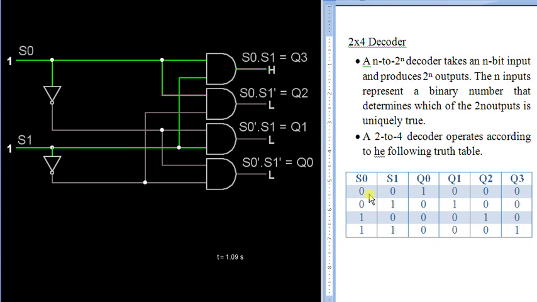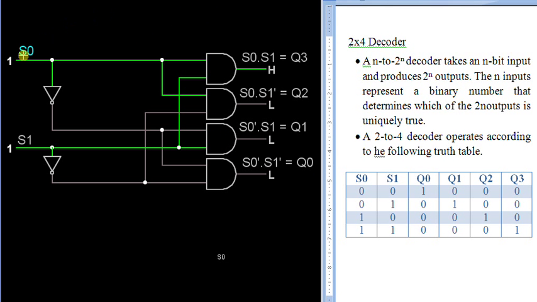If both the inputs are low, the first output Q0 will be high and the remaining three will be low. If the input is 0, 1, then the second output will be high and the remaining three are low. If it is 1, 0, then the third output, that is Q2, will be high and the remaining are all low. If both the inputs are high, then Q3 will be high and the remaining Q0, Q1 and Q2 will be low. We can see this with the help of the logical diagram.